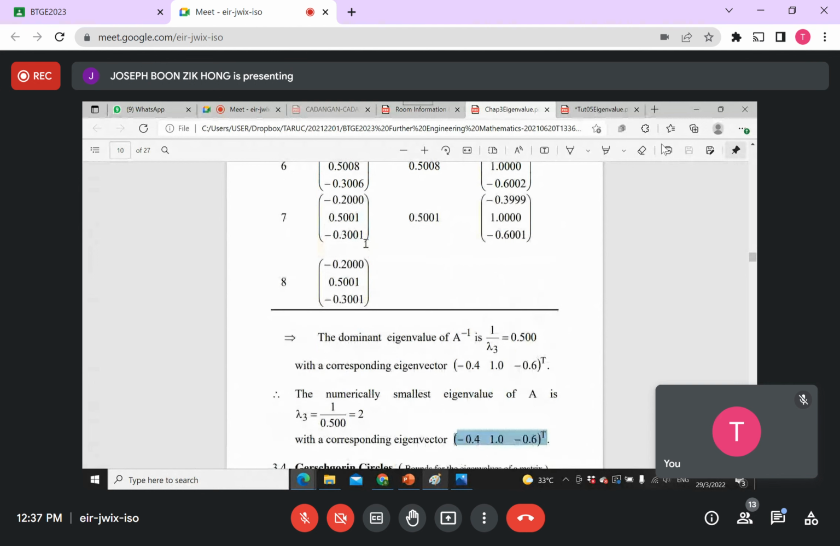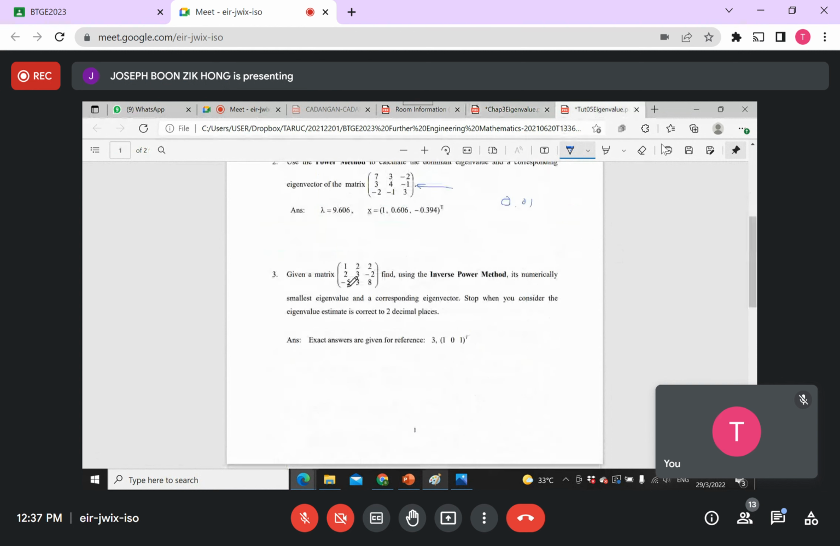Oh, sorry, a bit of a mistake. You can just stop here. So your smallest eigenvalue will be 1 divided by this one, and this one will be the corresponding eigenvector. Now, again by using the inverse power method, try to do number 3.